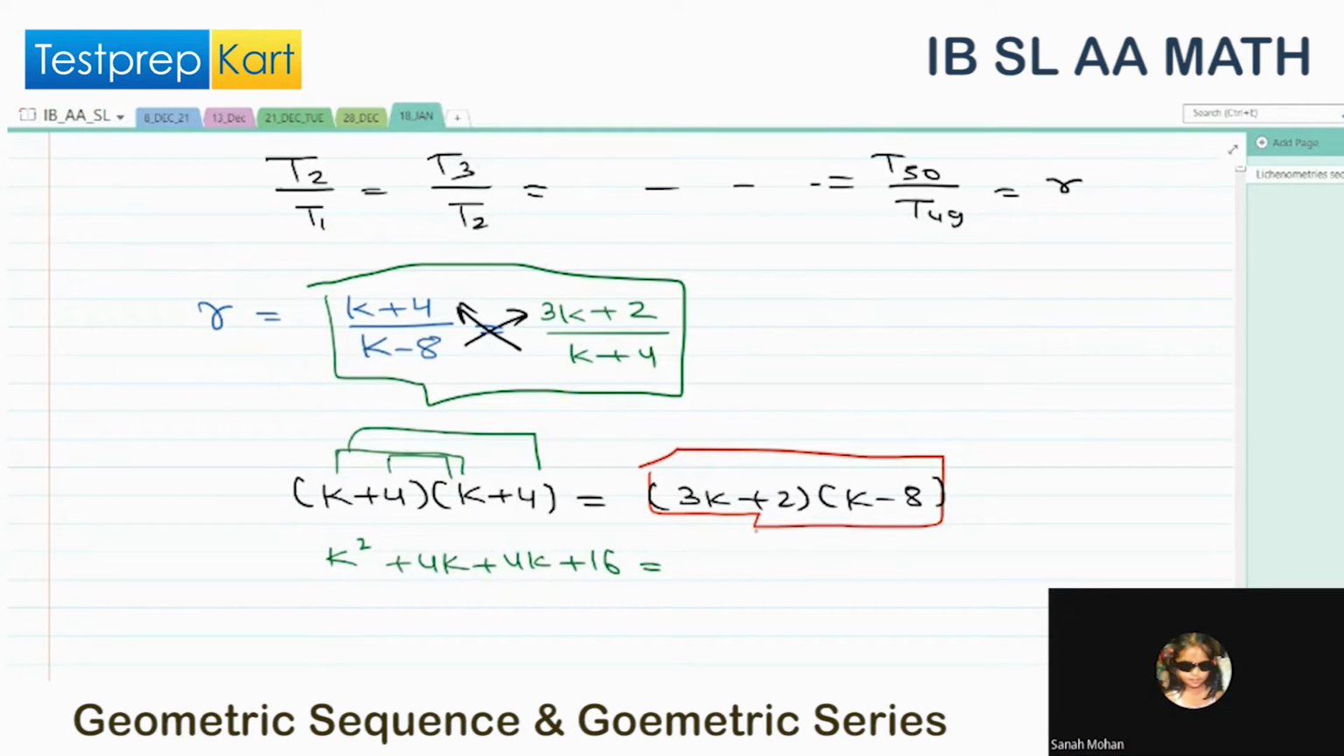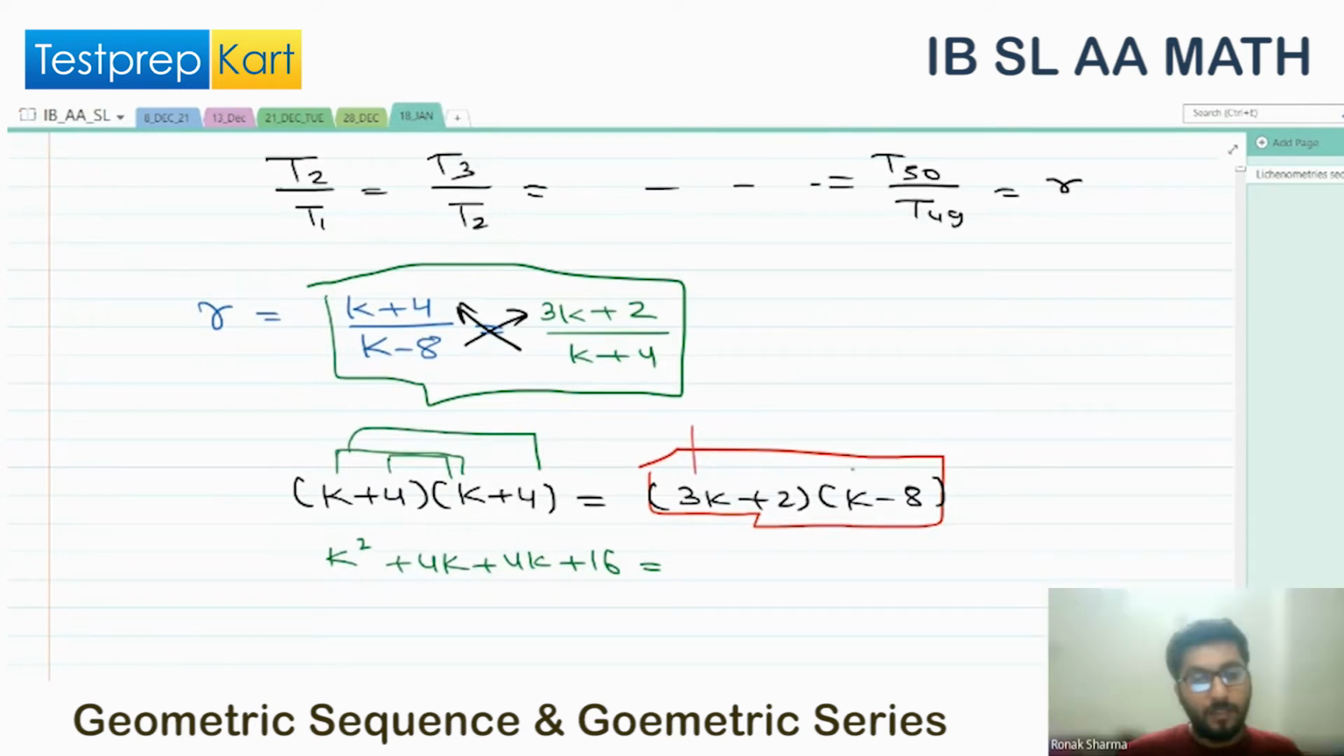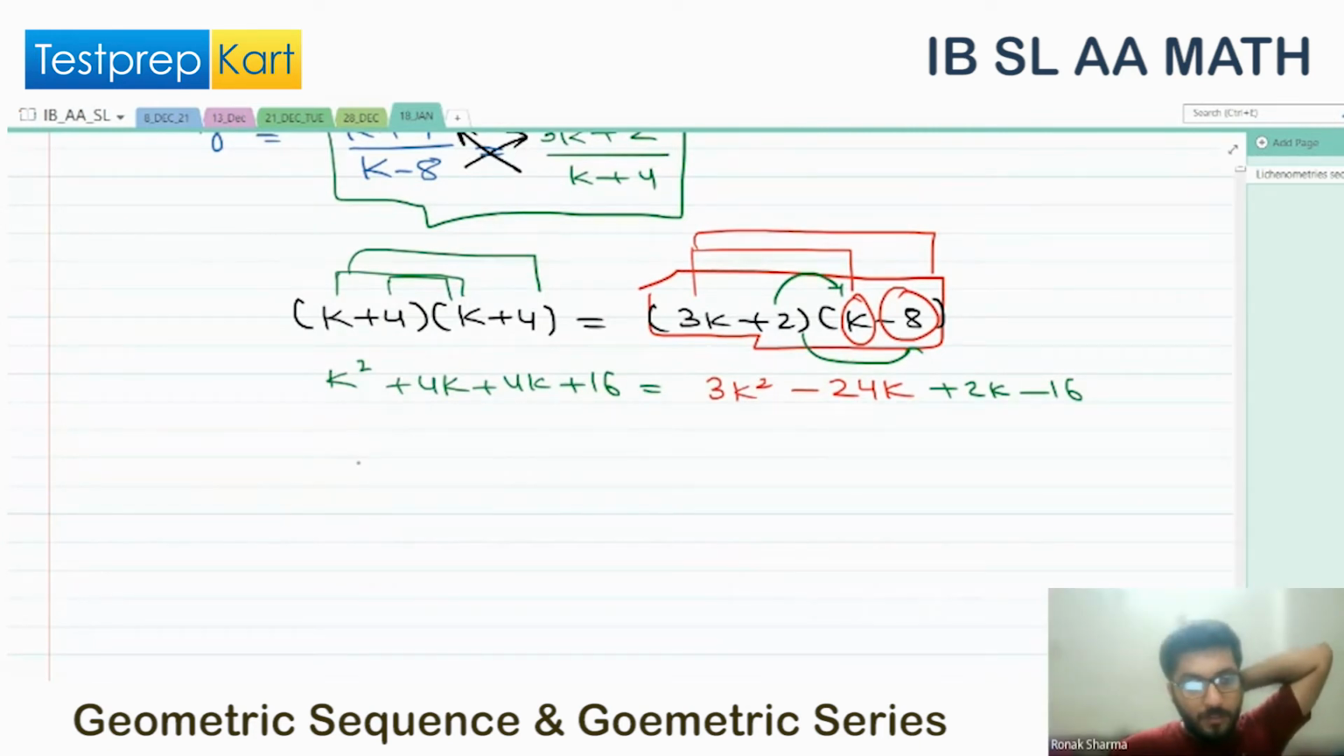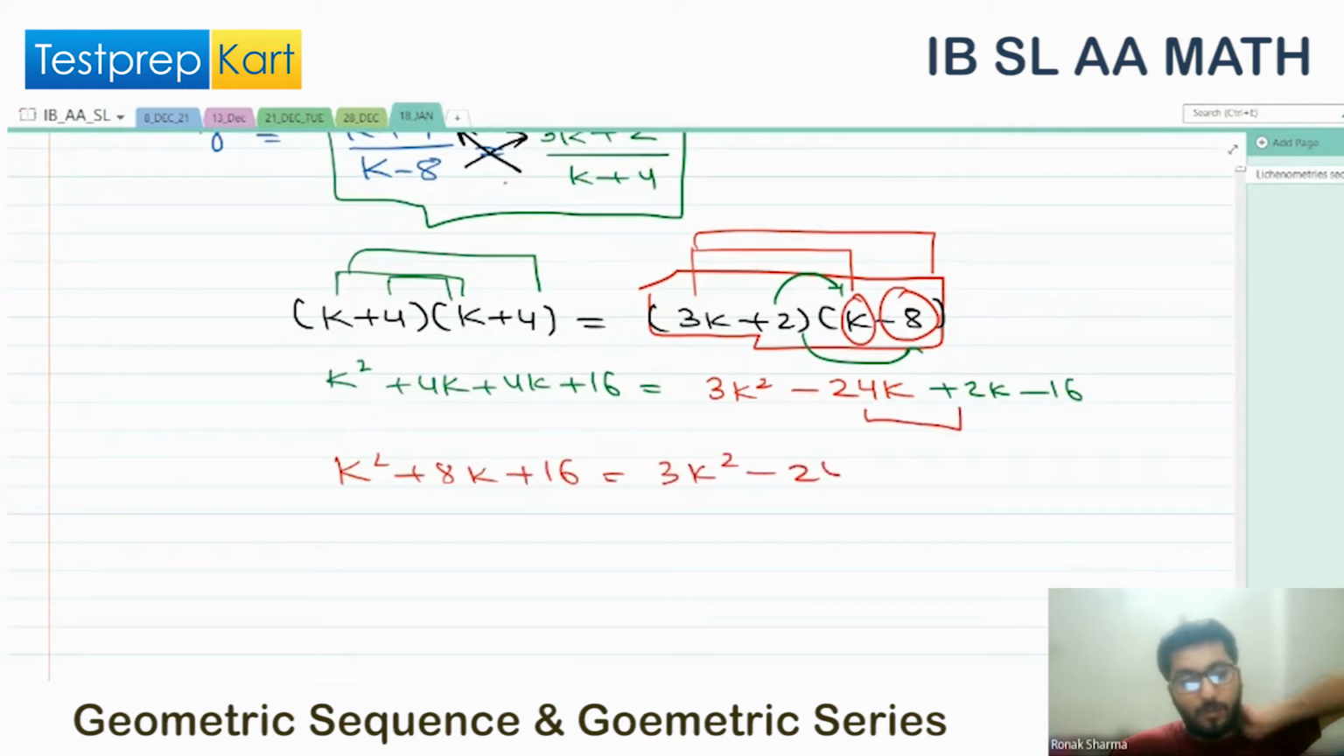What are we going to get if we multiply these two brackets? First multiply 3k with this. So 3k into k, 3k square. 3k into minus 8, minus 24k. Then 2 into k, plus 2k. And 2 into negative 8, negative 16. Got it? So this will become k square plus 8k plus 16. This will become 3k square minus 22k, since minus 24 plus 2 is negative 22. And negative 16.